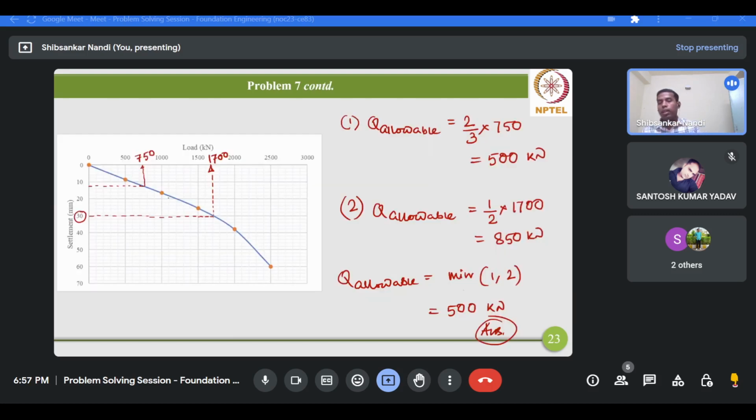So again, we can determine this individual pile settlement from this load settlement plot. So this is the settlement axis. This is the 500 load. So corresponding to this 500 kilonewton load, you can determine the settlement. Okay, so it's 8.5 mm.